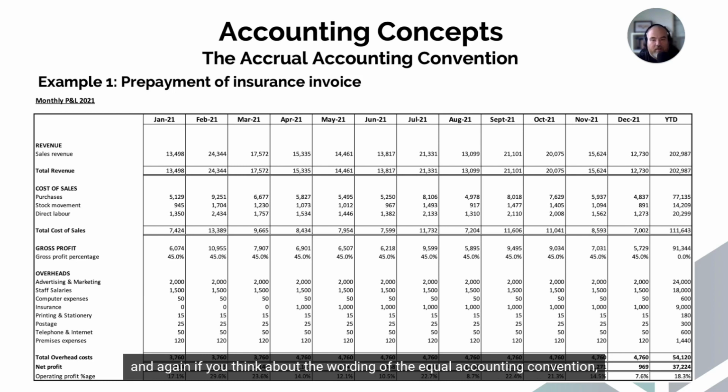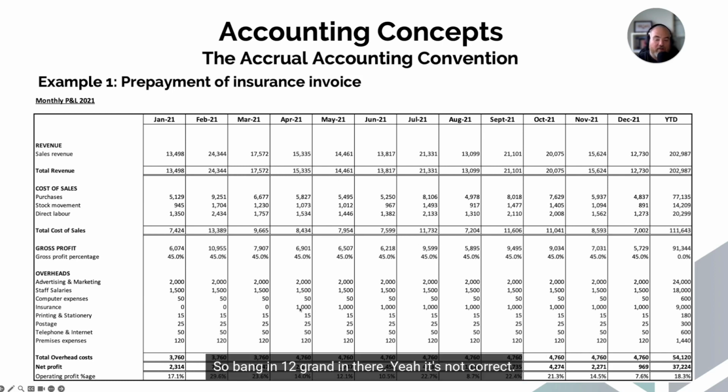And again, if you think about the wording of the Accrual Accounting Convention, the cost should be recognised in the same month as the revenue, which is what we're doing here, because we weren't insured here, so there's no need to recognise any insurance cost. But we're only able to generate this revenue because we've got insurance. And so the revenue here is backed by £1,000 worth of insurance here, and that's the same every month.